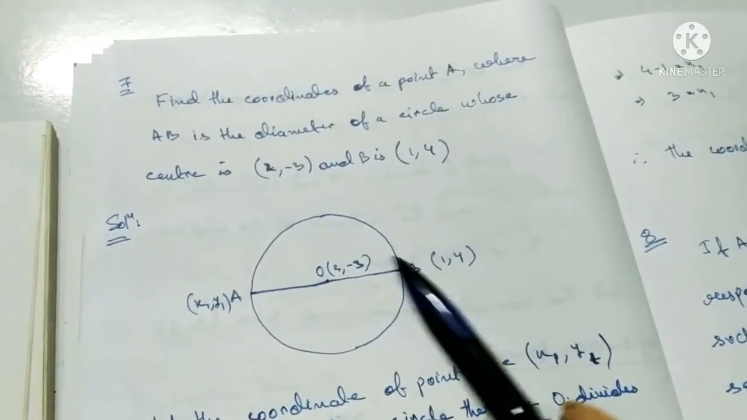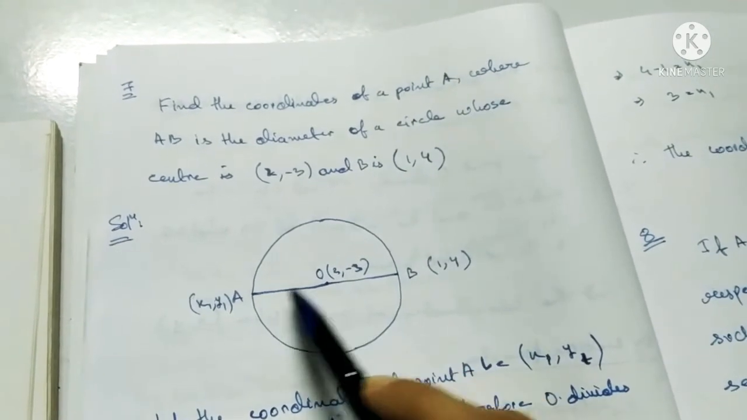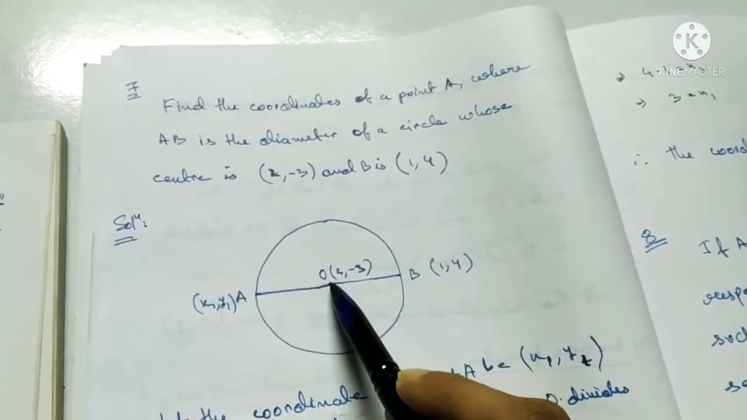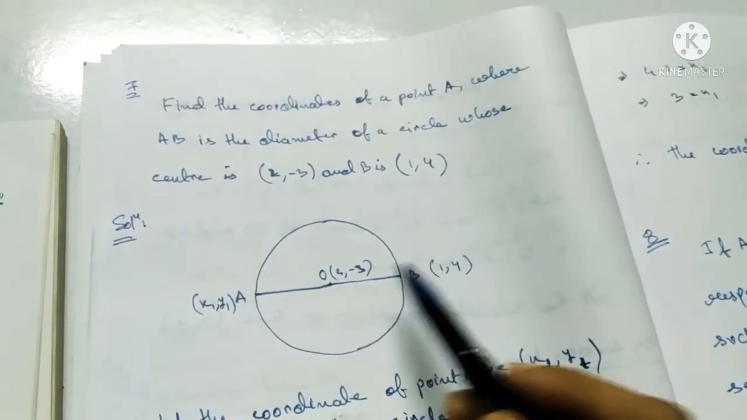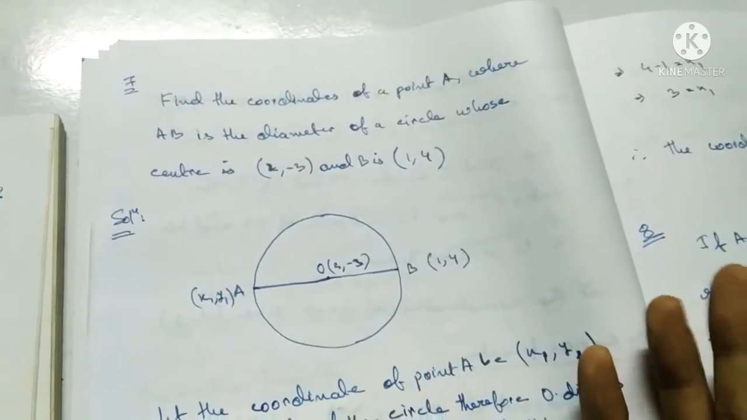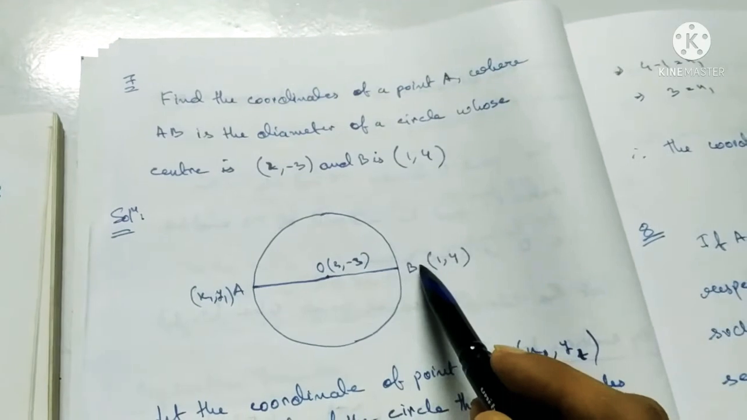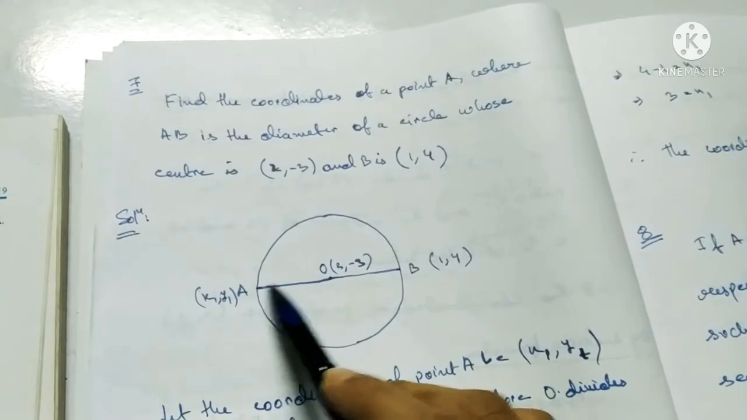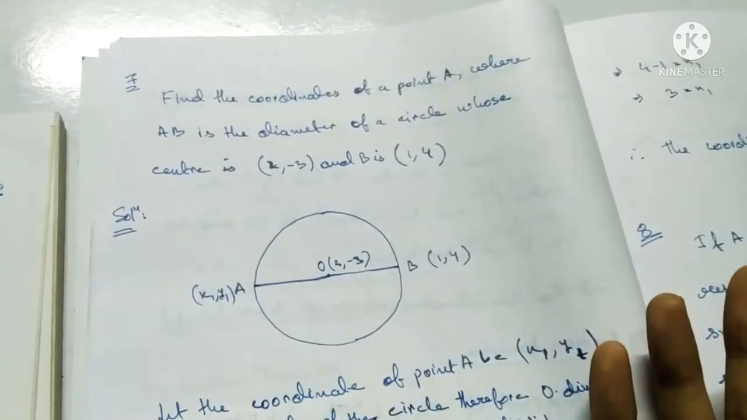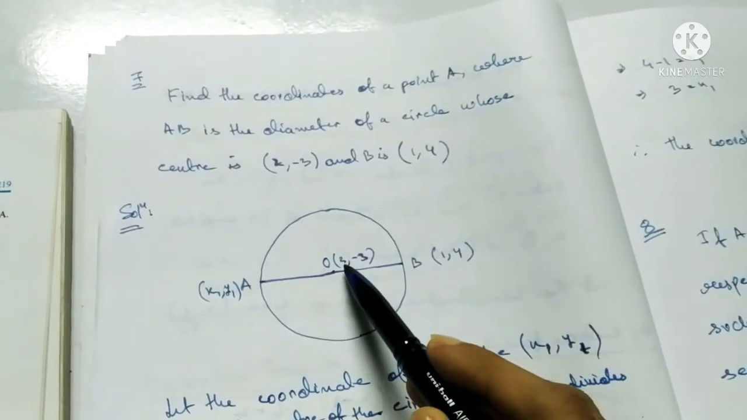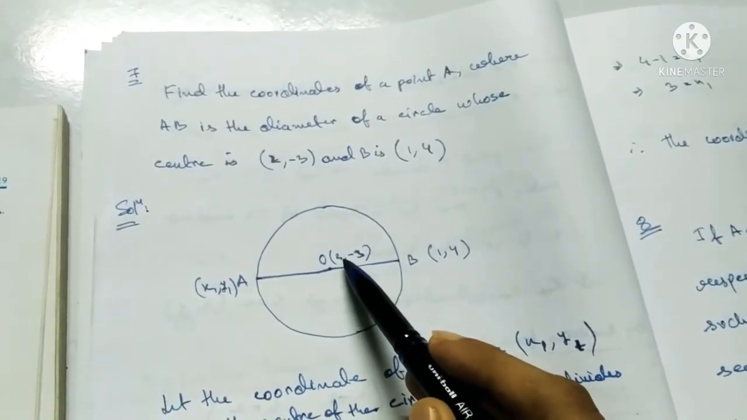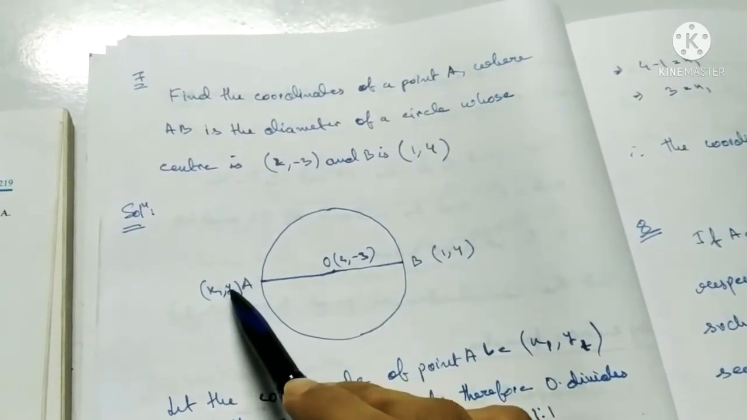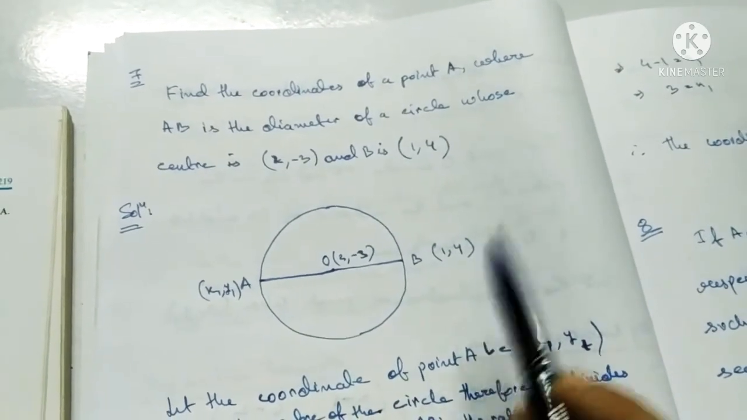So this is also very easy because AB is the diameter, yes or no? So O is the center of the circle, AB is the diameter. That means OA is equal to OB, O is the midpoint of AB, yes or no? That means this point O divides this line segment internally in the ratio 1:1. Very easy. So therefore in here 2 will be equal to this plus this by 2, and minus 3 will be equal to this plus this by 2.